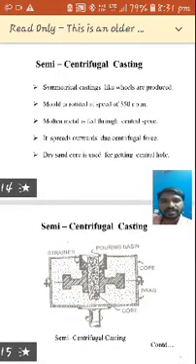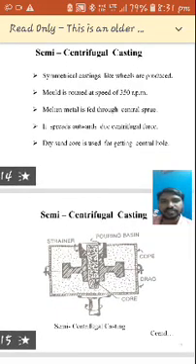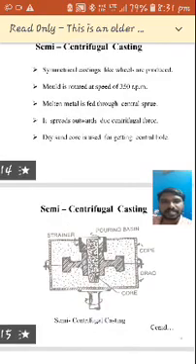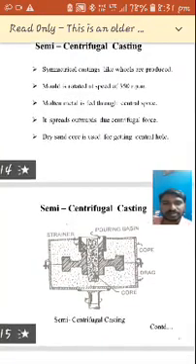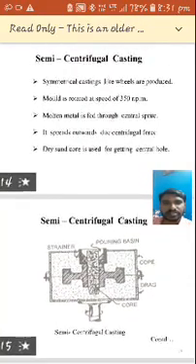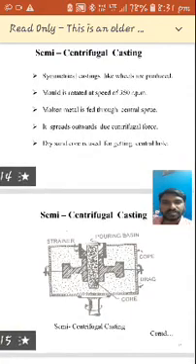The molten metal is fed through a central sprue. It spreads outward due to centrifugal force. A dry sand core is used for getting the central hole. Here the core is there, and by using that core we can produce a central hole.